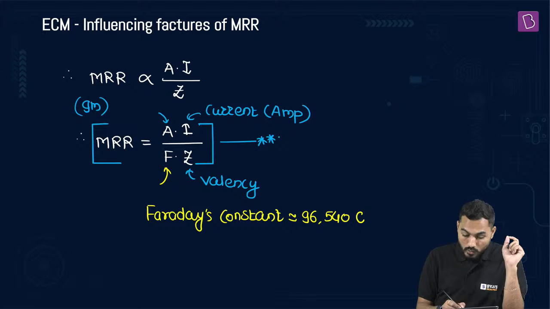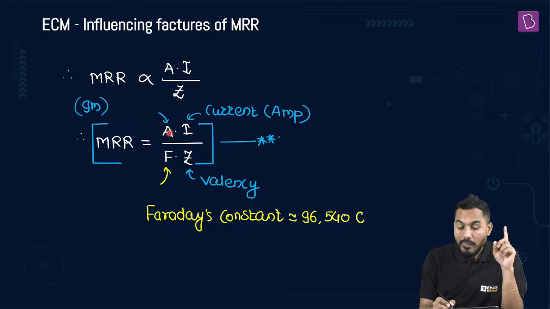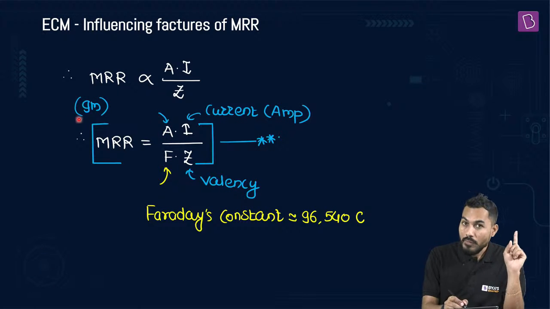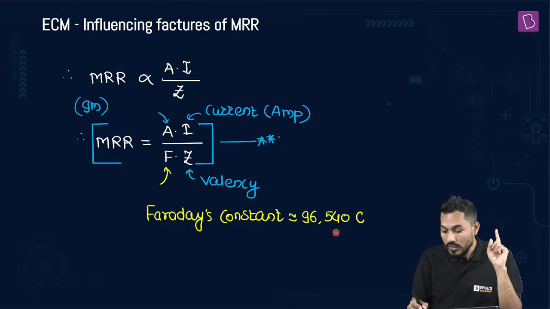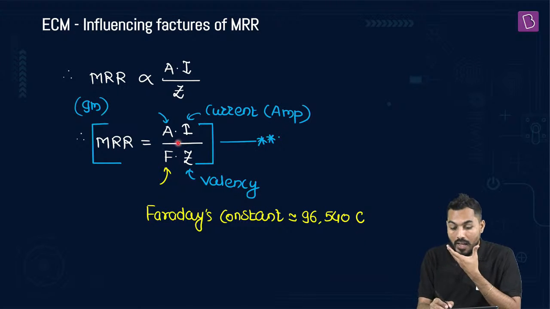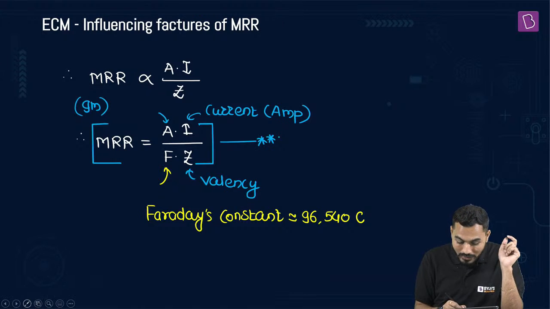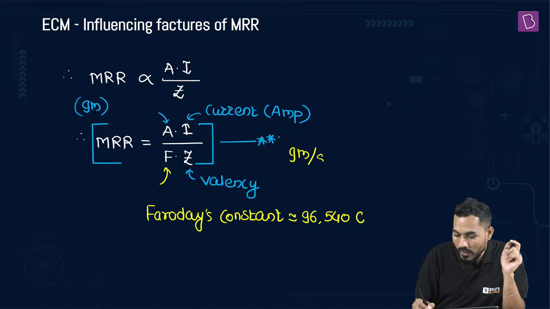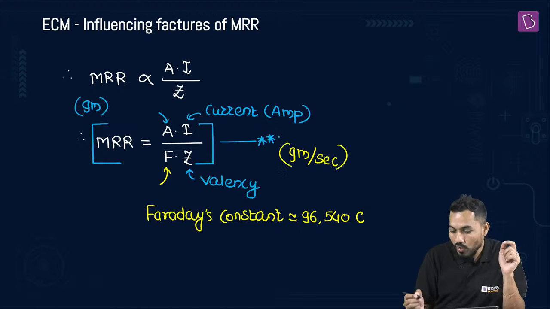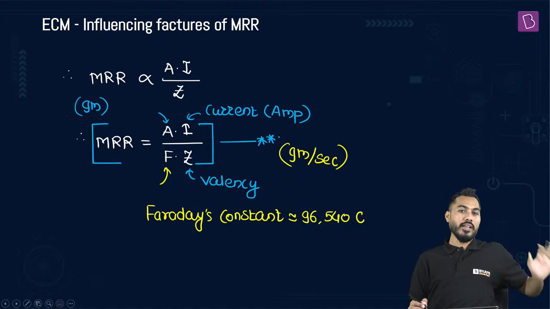So if I put here the gram atomic weight A in gram, the current value in ampere, F, that is Faraday's constant, 96,540 coulomb charge, and Z the valency number, my material removal rate answer will come in gram per second. The standard unit is gram per second. So material removal rate comes here in gram per second.